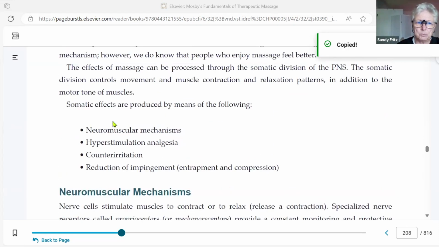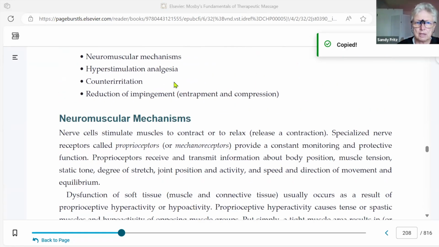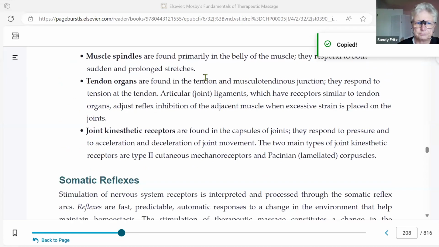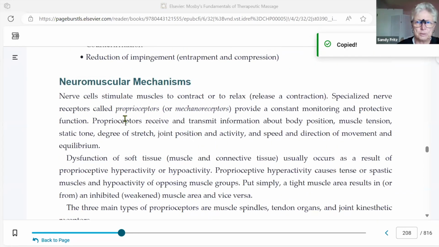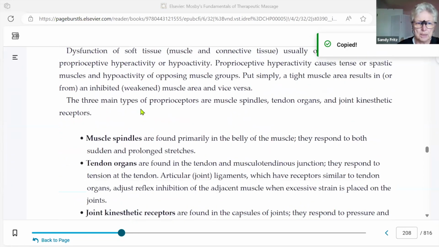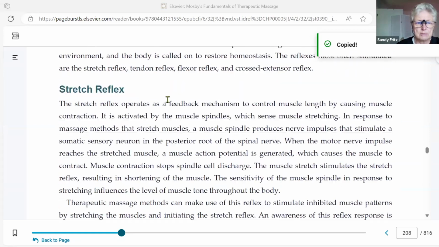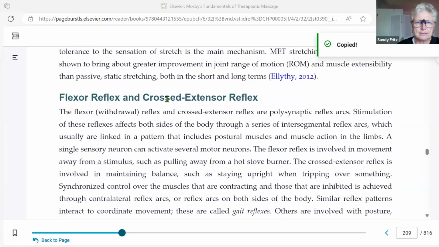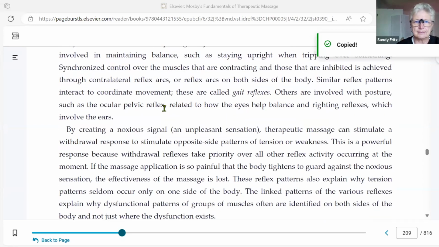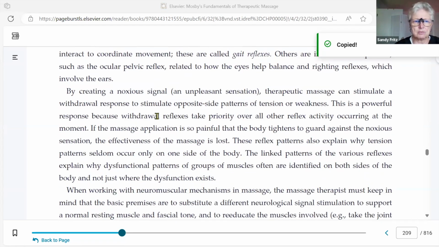So slow down and read this. This is going to overlap with your essential science studies as well. This is language you will encounter, all the different reflexes and that sort of thing. This is the stuff that we know with research, or is biologically plausible, that we are interfacing with in massage therapy.